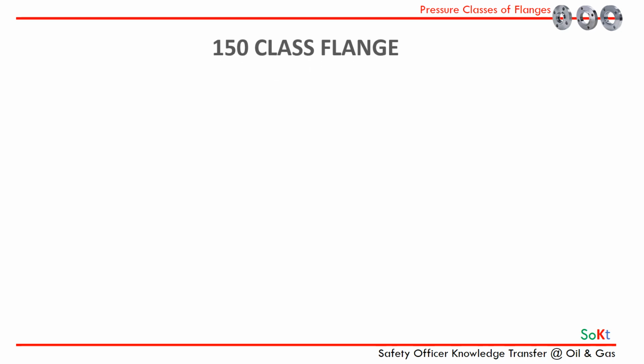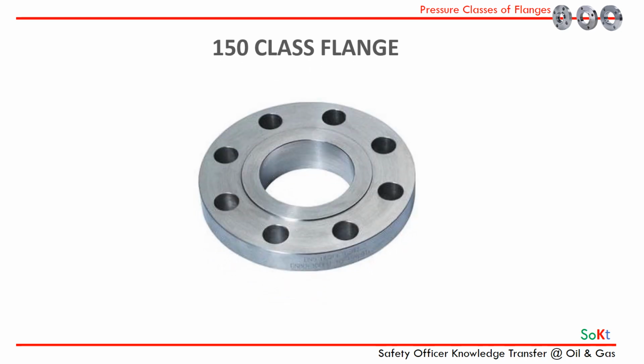150 class flange. Class 150 flanges are very common and widely used in general applications in the oil and gas industry. They are suitable for lower pressure systems. It can withstand very little pressure and temperature compared to 300 class flange.